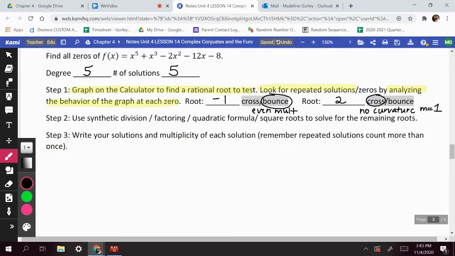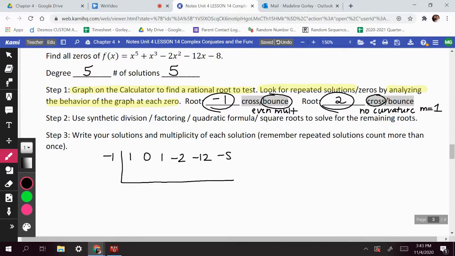So let's just pick one of those to test first. Do you want to test -1 first, or do you want to test 2 first? Let's go ahead and start with -1. Okay, I'm going to start with -1. I'm going to list out my leading coefficients. We have 1x to the 5th. We don't have anything for x to the 4th in here, so I'm going to have to put a 0 placeholder. 1x cubed, -2x squared, -12x, and -8.